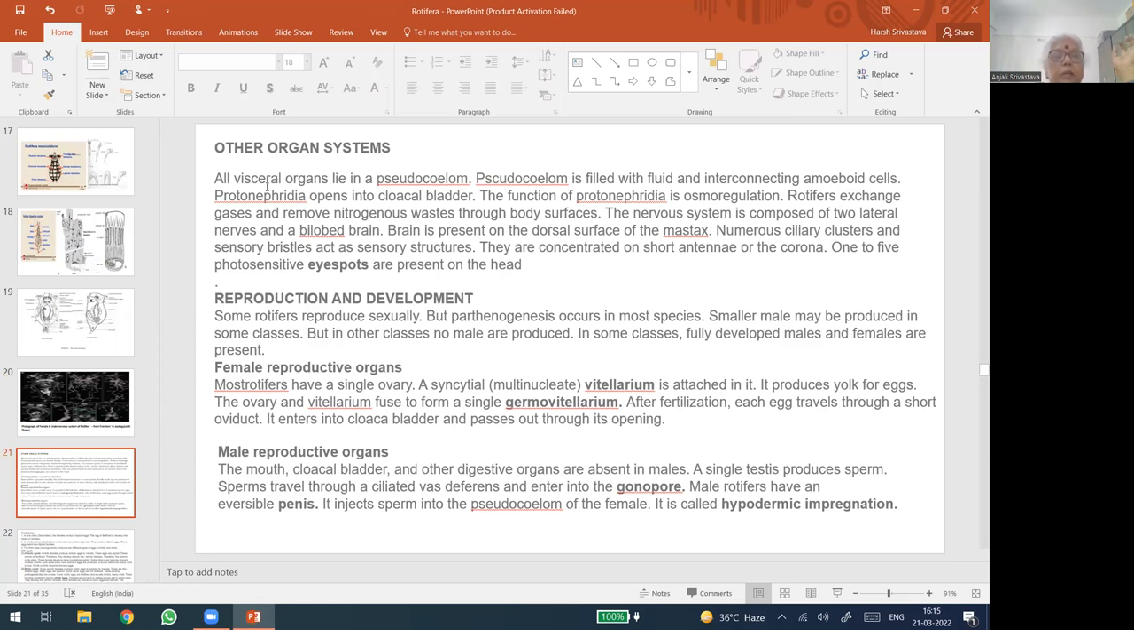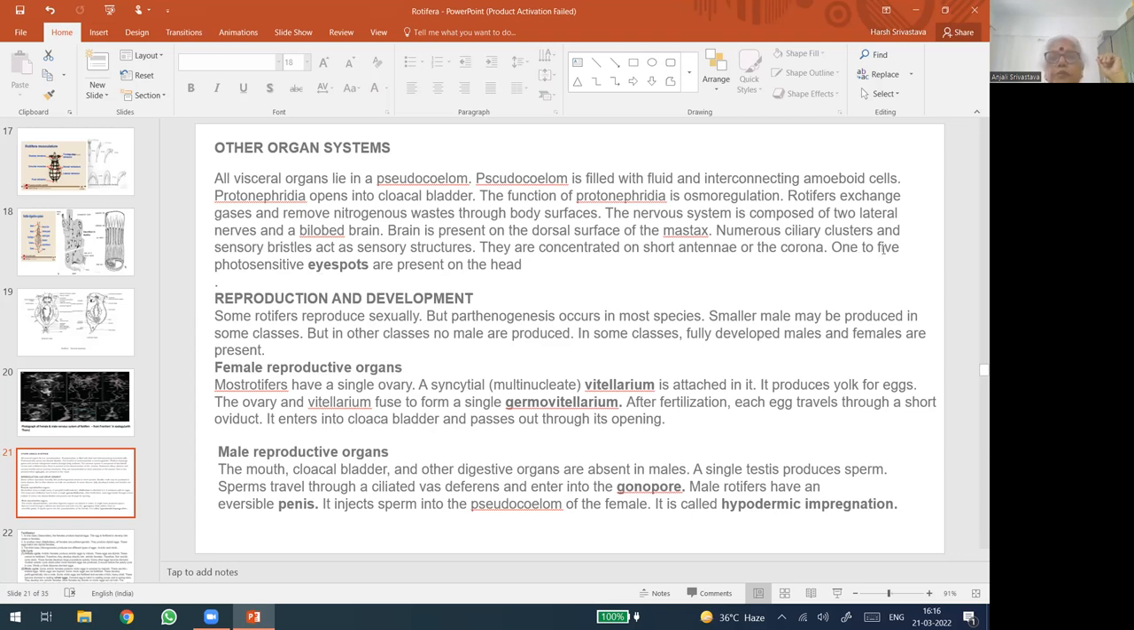Now come the other organ systems, including the nervous system and the sense organs. All visceral organs lie in the pseudocoelom, which is filled with a fluid and interconnecting amoeboid cells. The protonephridia open into the cloacal bladder. The function of protonephridia is mainly osmoregulation. Rotifers exchange gases and remove nitrogenous waste through the body surfaces.